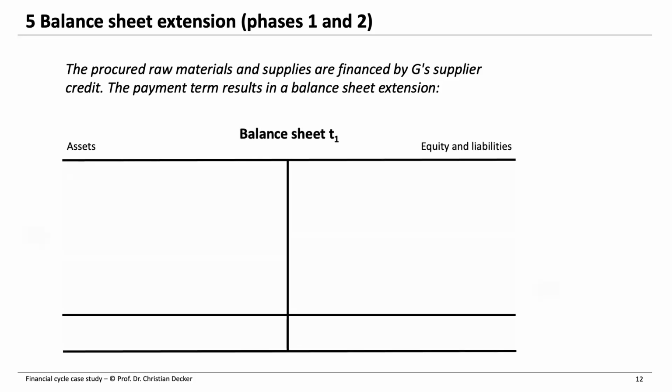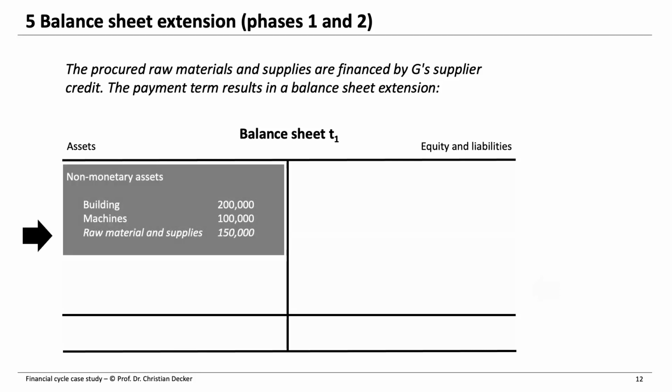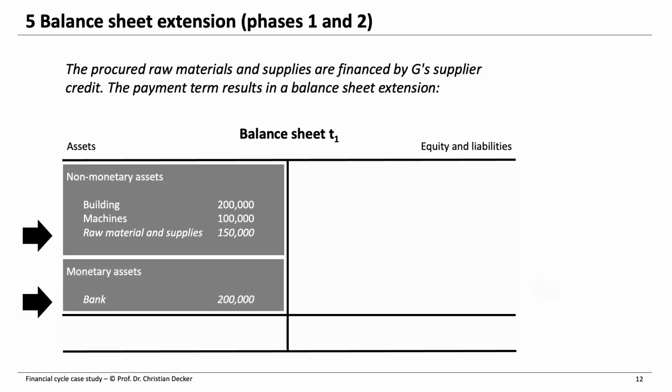In the balance sheet T1, the asset side reflects the use of capital. The non-monetary assets area shows the costs of the investments, meaning the building with 200,000 euros, the machines with 100,000 euros, and the raw material and supplies with 150,000 euro. Due to the supplier credit, the monetary assets only had to be used to pay for the building and machines. The item bank therefore has a balance of 200,000 euro after payment.